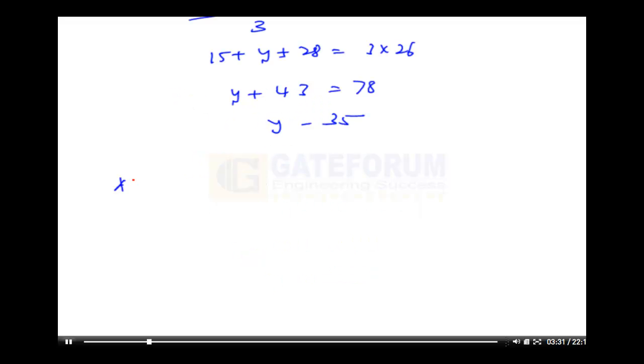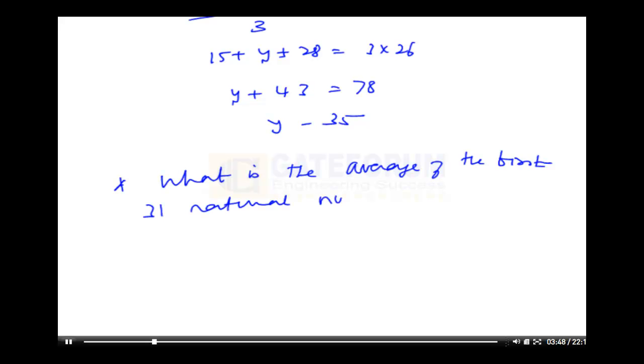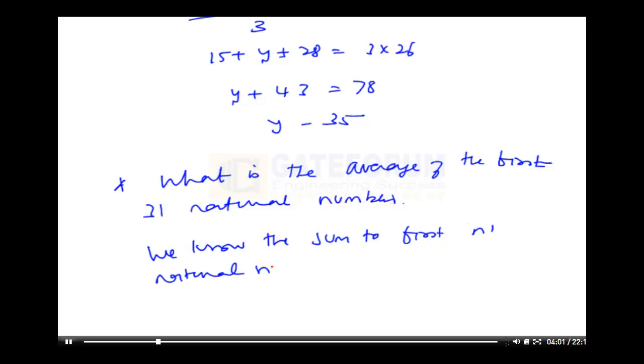What is the average of the first 31 natural numbers? We know the sum of the first n natural numbers is n into n plus 1 by 2.